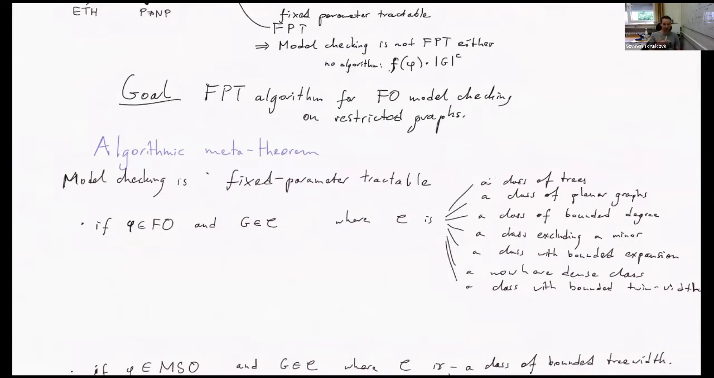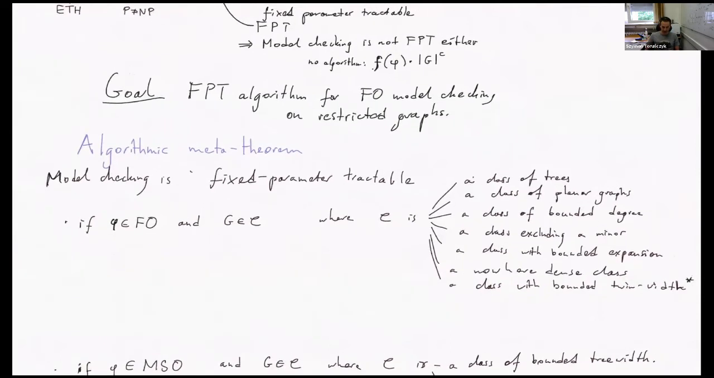So it doesn't only solve, say, the clique problem, but it also solves the dominating set problem and so on. So that's why it's called a meta theorem. It solves many problems at once for various graph classes. So if you're interested in classes of bounded degree, you know that any property that you can express in first order logic can be solved efficiently on graphs of bounded degree.